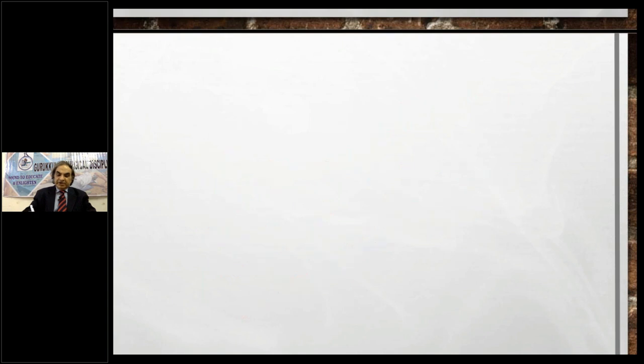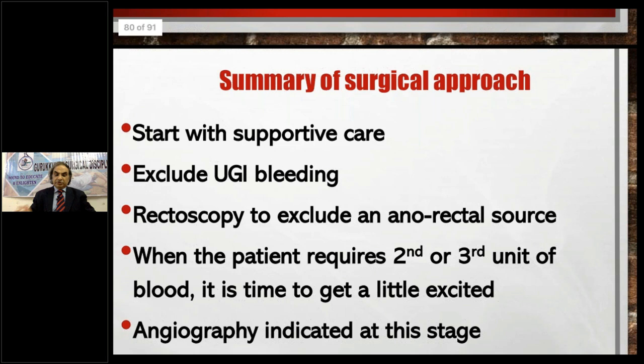And when in doubt, take it out. And in taking it out, don't take out the right colon or left colon. Then subtotal colectomy has to be done. Call for help and it should be done. Now, what is a summary of the approach, therefore? It should be very clearly understood. I think that will sum up the treatment.